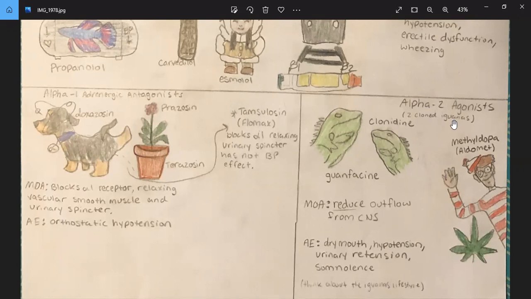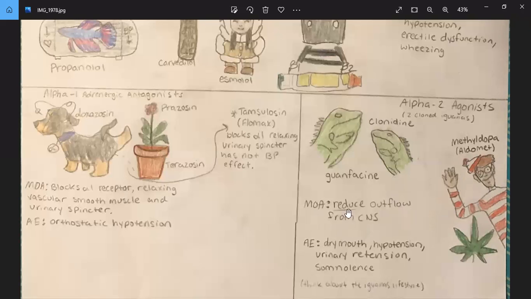So next we'll move on to the alpha-2 agonists. So here we have two cloned iguanas. So they're cloned to remember clonidine, and they're iguanas for guanfacine. Now I've used iguanas in drawings before, and so this time I only used the face of the iguana for, again, guanfacine. We also have methyldopa or Aldomet over here, and so we have Waldo, and he's like, hi, nice to meet you. And so then you're like, oh, I met Waldo today, Aldomet.